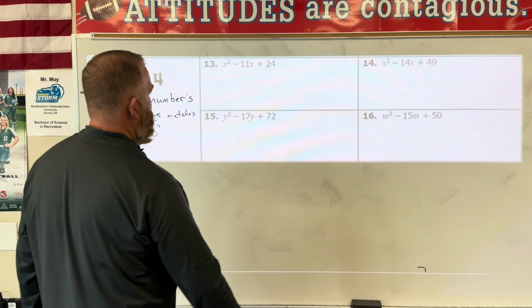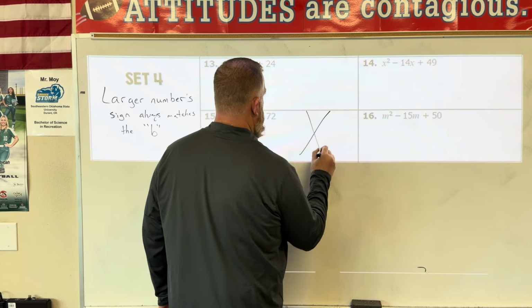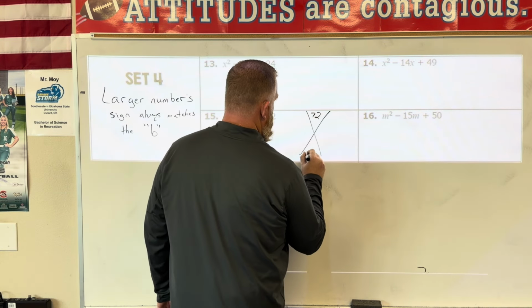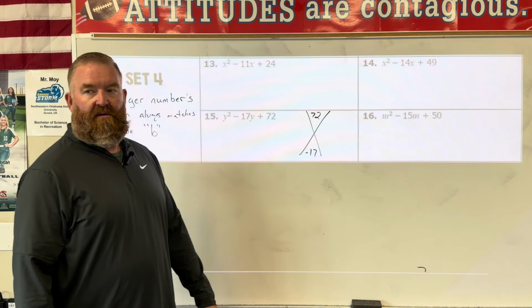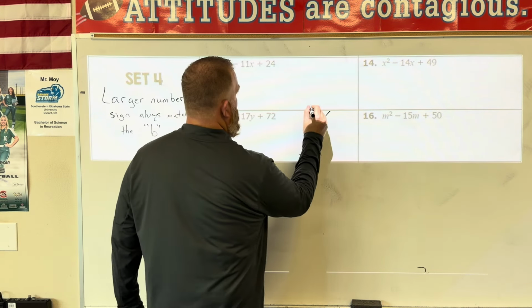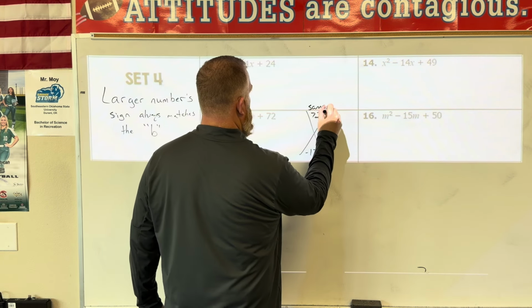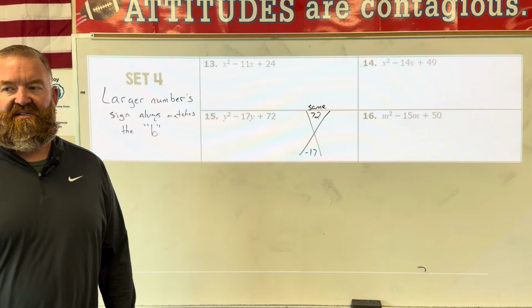15. Cool, let's do 15. She likes the bigger number. Okay. 72, negative 17. Positive means that they're going to be the same. Yes? Positive means they're going to be the same.